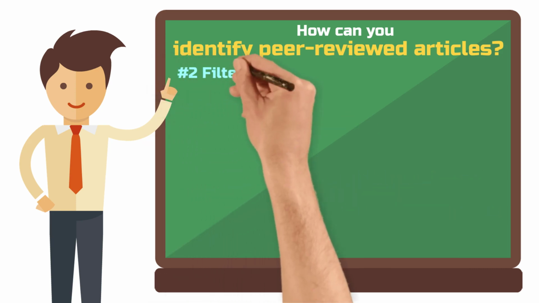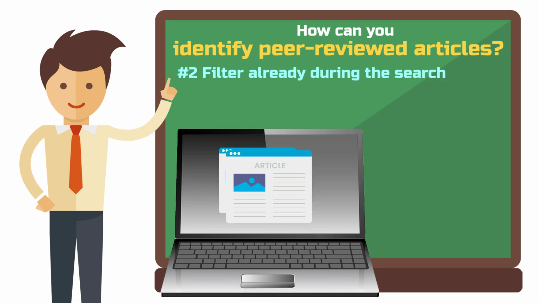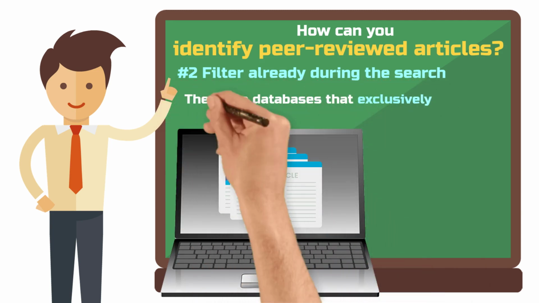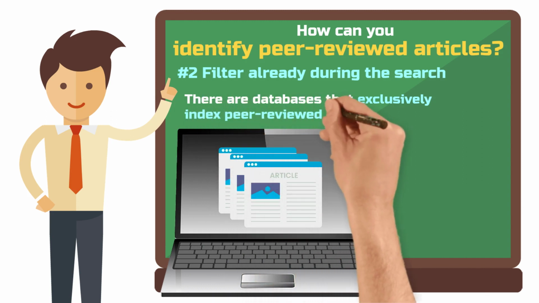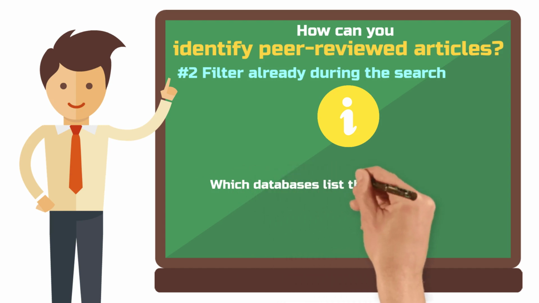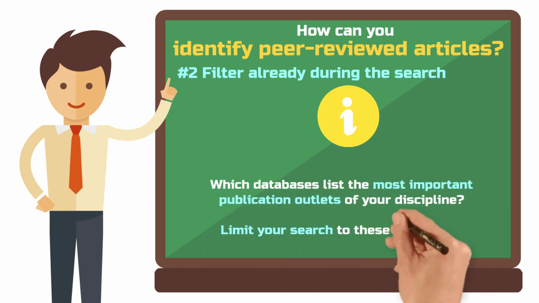Option 2, you filter already during your search. If you only search databases that index peer-reviewed high-quality articles, you won't even have to ask this question. Find out which databases list the most important publication outlets of your discipline and limit your search to these databases.